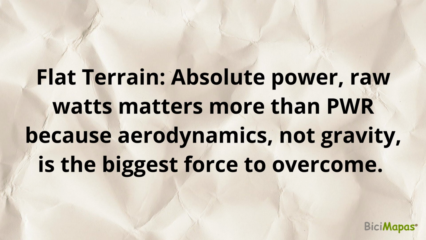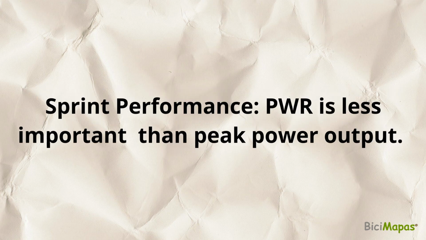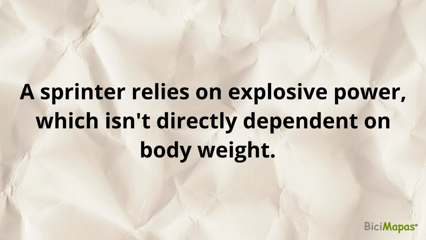Flat terrain. Absolute power, raw watts, matters more than PWR because aerodynamics, not gravity, is the biggest force to overcome. Heavier, more powerful riders often perform better in flat races. Sprint performance. PWR is less important than peak power output. A sprinter relies on explosive power, which isn't directly dependent on body weight.